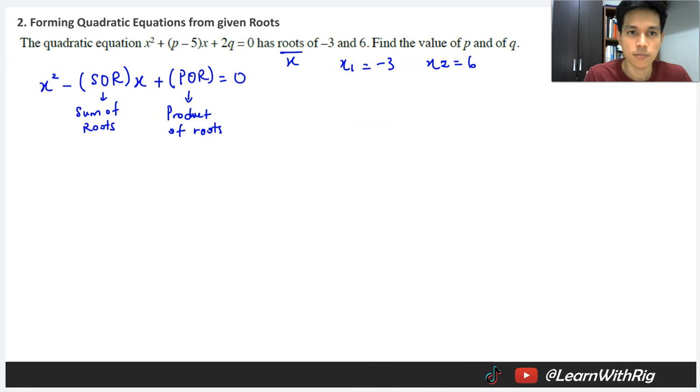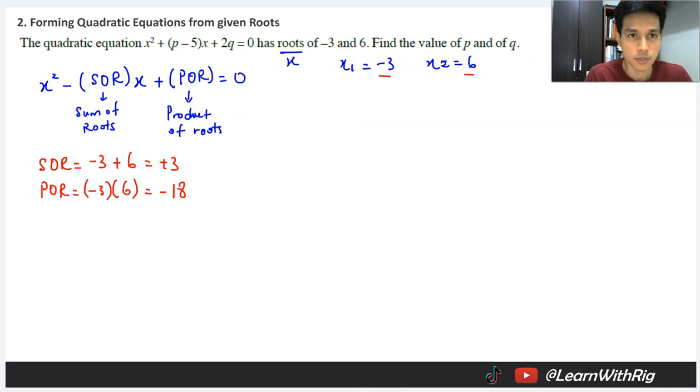So you can solve by using this format. First thing you're going to do is, you already know that x1 and x2, the two roots, are given to you, correct? So you're going to use sum of roots equals negative 3 plus 6. Answer is positive 3. And the product of roots equals negative 3 times 6. Answer is negative 18. Alright, so you already got these two.